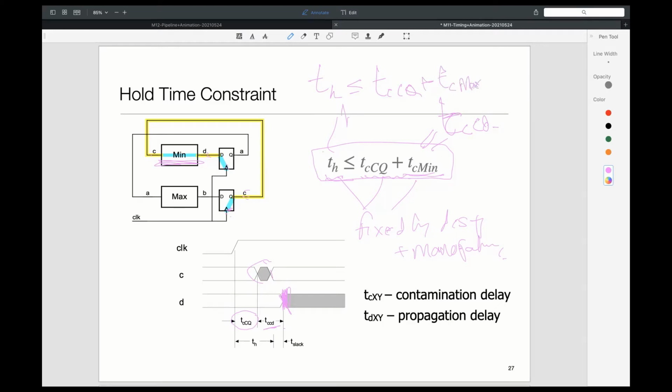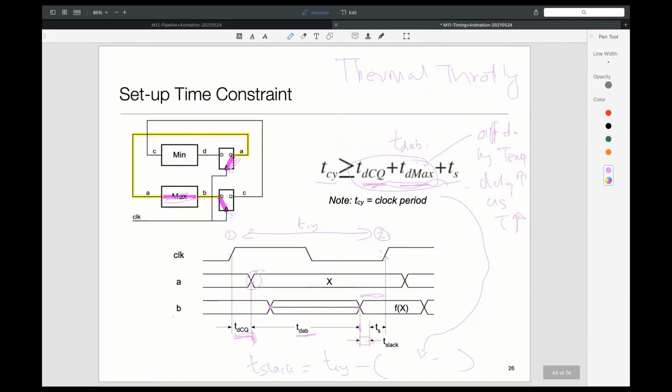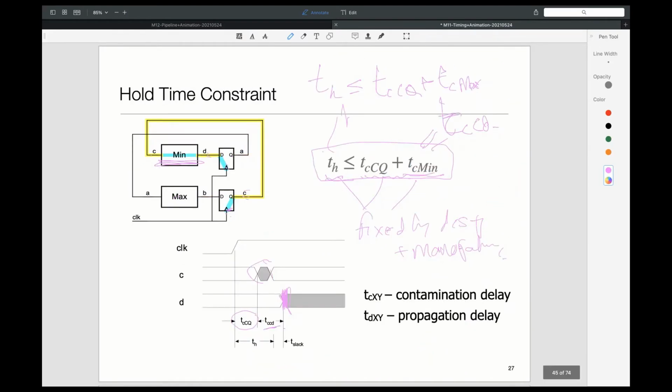Except that since I already told you that the bottom circuit is slower, TC max is larger than TC min. And so if the bottom equation is satisfied, then the upper equation is already satisfied. So I only need to worry about the quick paths in this one. In the preceding one, I had to worry about the slow paths. Here I have to worry about the fast paths. And we are basically saying if a path through my circuit is too quick, then it can lead to a hold time violation.